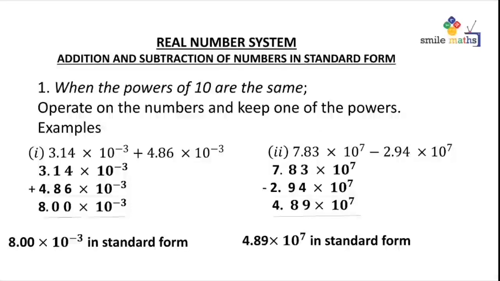Another example, we have 7.83 times 10 to the power 7 minus 2.94 times 10 to the power 7. They also have the same powers, which is 7 and 7. So we just subtract 2.94 from 7.83, giving us 4.89. Then we just pick one of the powers. So the answer becomes 4.89 times 10 to the power 7, which is already in standard form.